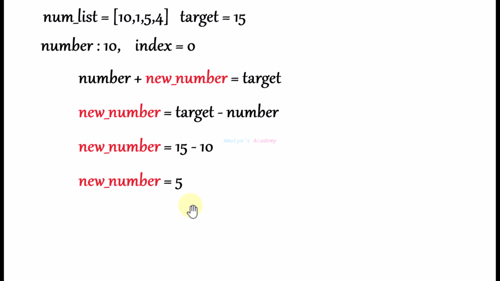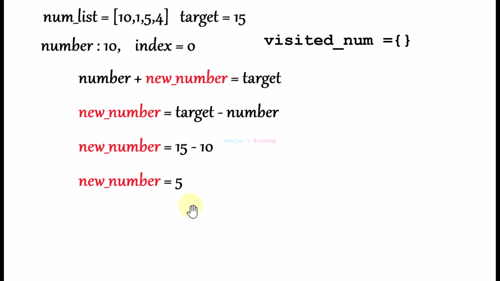So the next step is we need to calculate the new number. Now we need to see whether the new number is present in the list. And if it is present, then we need to print the current number's index and the new number's index. And we are done. And this can be done in many ways. One of the efficient ways is using a dictionary.